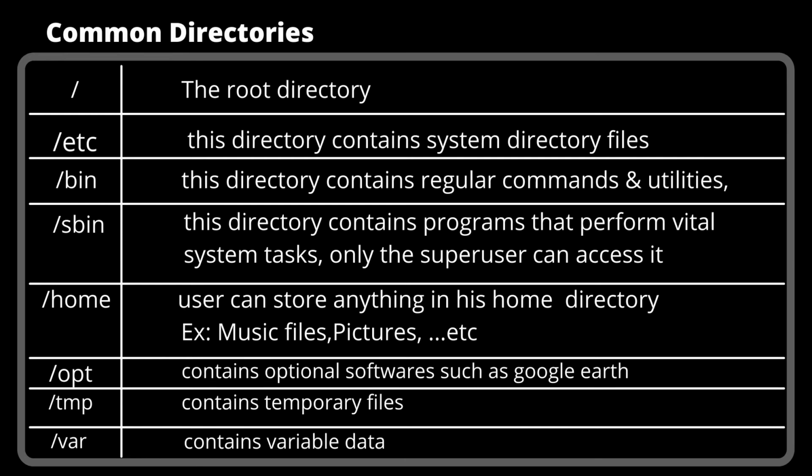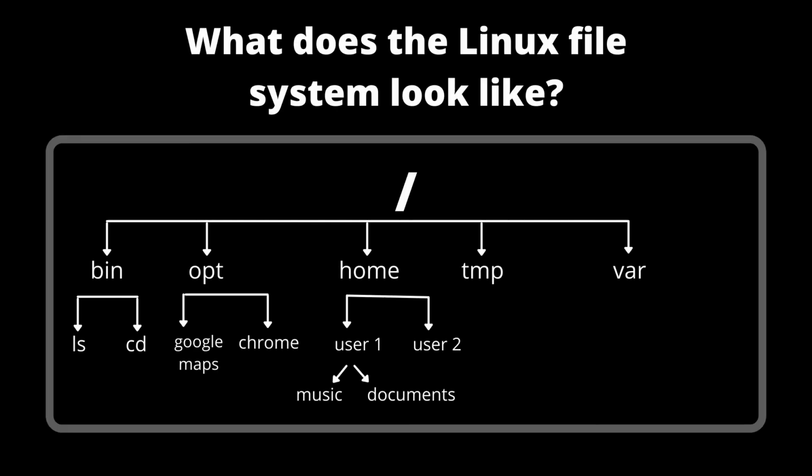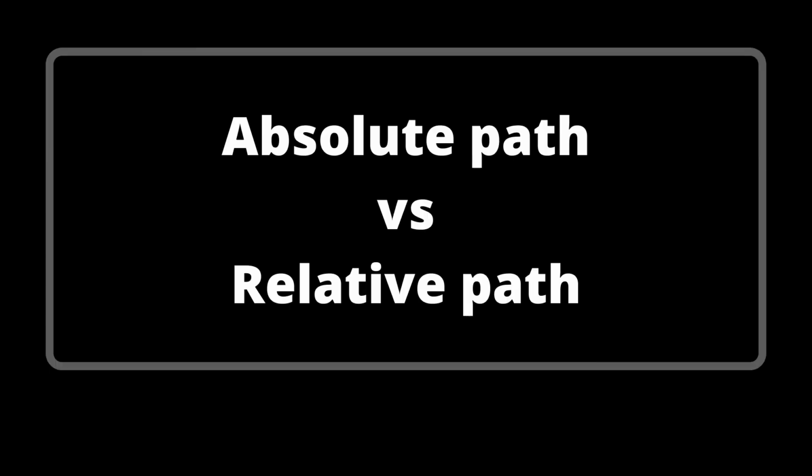TMP directory contains temporary files. Once you reboot your computer, all the temporary files are gone. When you shut down your computer, the temporary files, they're just gone. VAR directory, it contains variables such as the databases, user mail. They're located in var directory. Since the Linux file system structure is similar to that of a tree structure, the structure is also known as the directory tree.